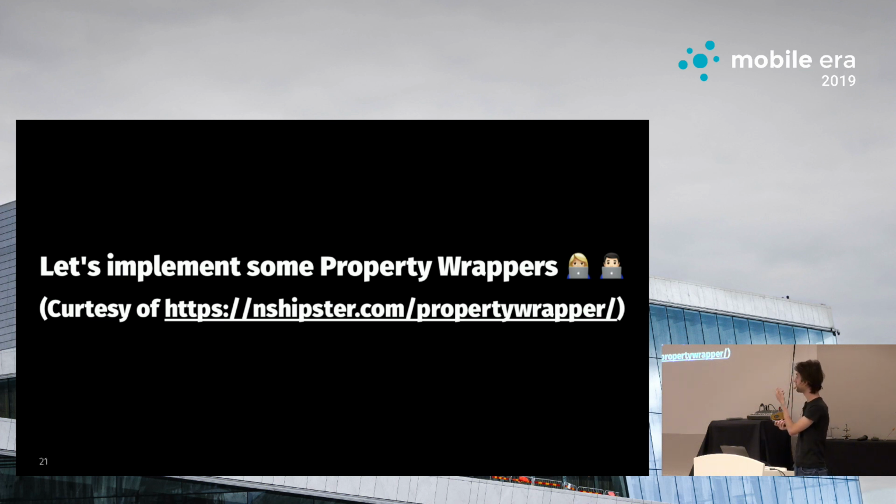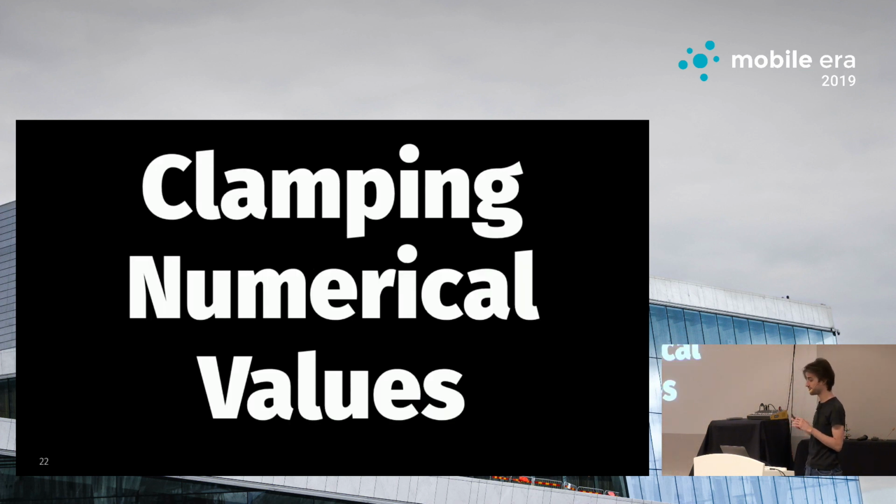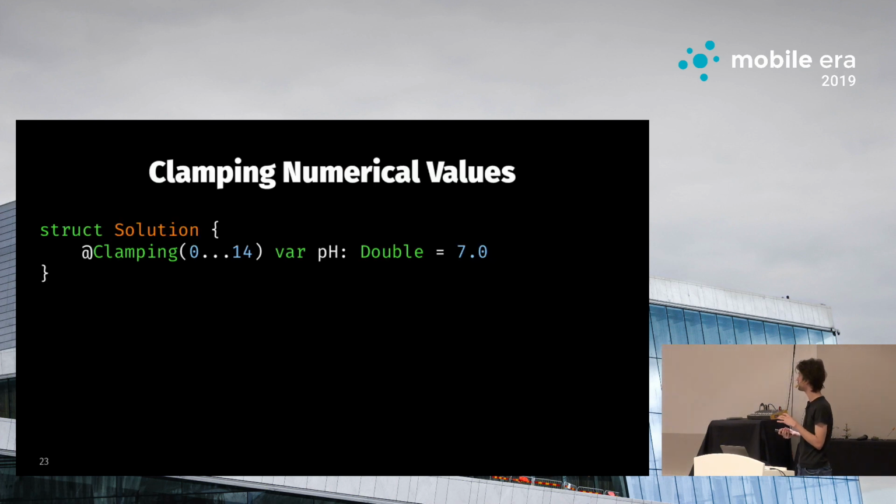So to understand how property wrappers work in practice, we're going to start and implement some of them. The examples I'm going to show you come from an article from NSHipster. So if you want to see more examples like this, I can, of course, encourage you to go see this link. It's a very good article. And we're going to start by doing something very simple. We're going to look at how we could clamp numerical values.